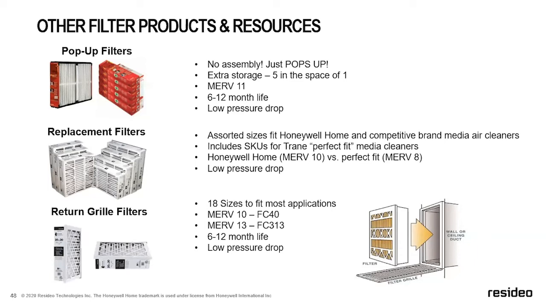They come in 18 different sizes to fit most applications, and they'll be either MERV 10 or MERV 13. Again, 6 to 12 month life and a low pressure drop. Where these come into play is if you have maybe a crawl space system, or maybe the system's in an attic that you can't really get to, or you don't want to go to that area every 6 or 12 months, or maybe it's a commercial ducted system with ceiling returns. You can, instead of putting the filter up at the equipment, put it in the return grill. So the filters have about a 1-inch frame or a lip around them, and they'll sit right inside the filter grill.